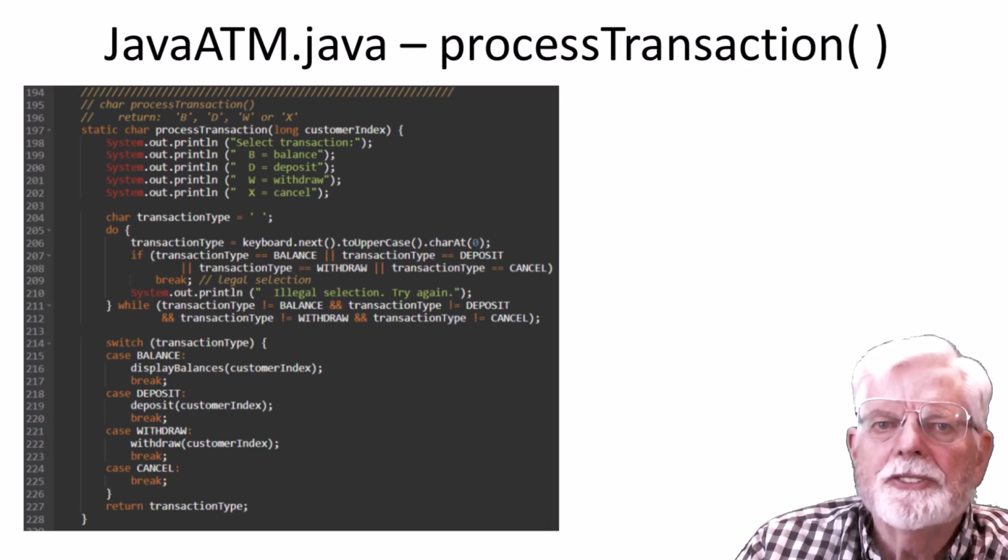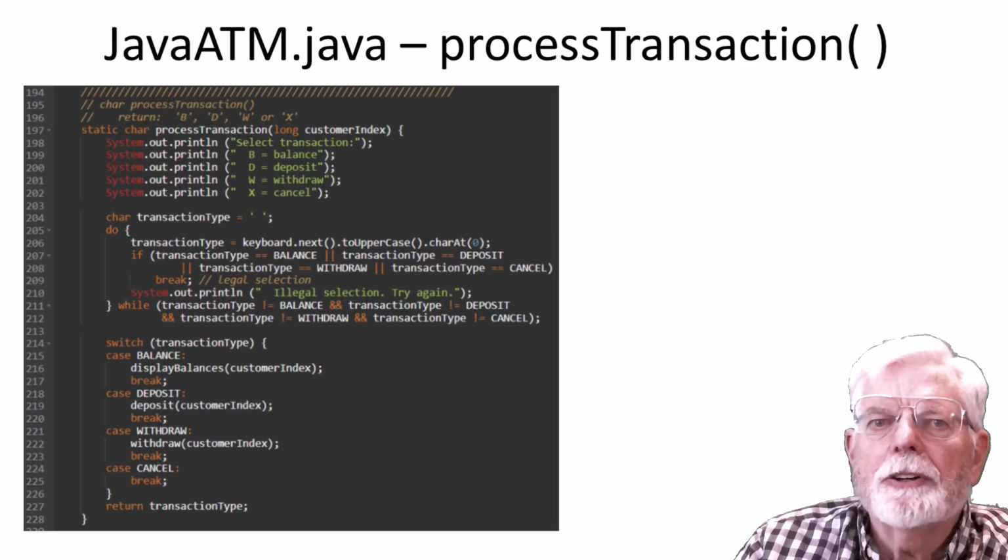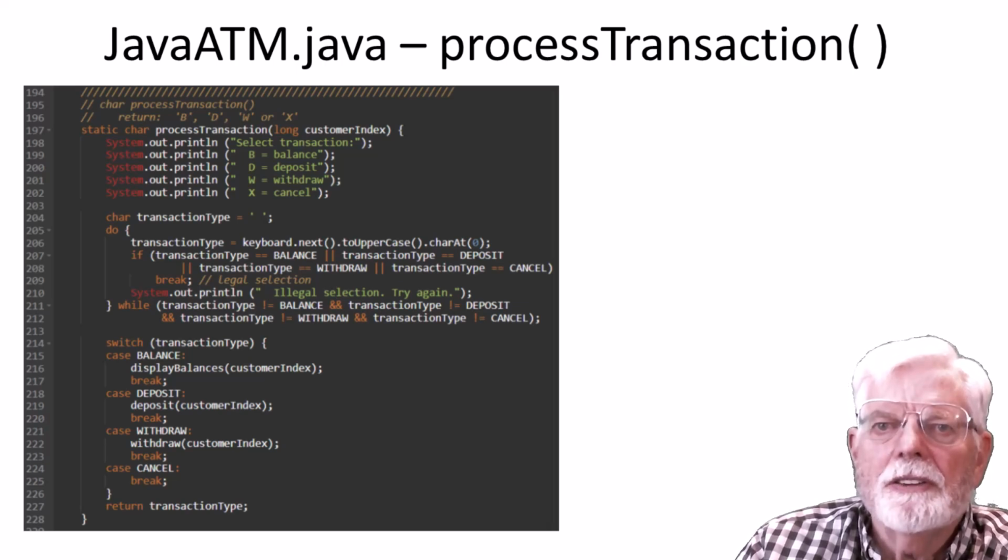A do-while loop reads the option selected from the keyboard and stays in the loop until a valid entry is made. If B is entered, which is defined by the balance constant at the top of the file, the display balances method is called and the loop is exited using the break statement. Likewise, if a D or W is entered, the appropriate deposit or withdrawal method is called.